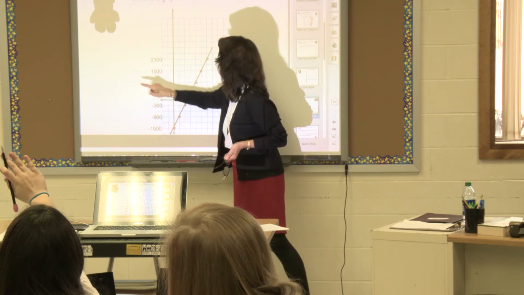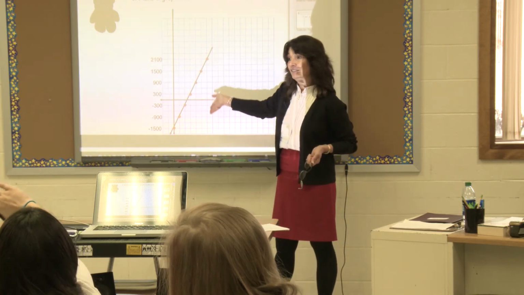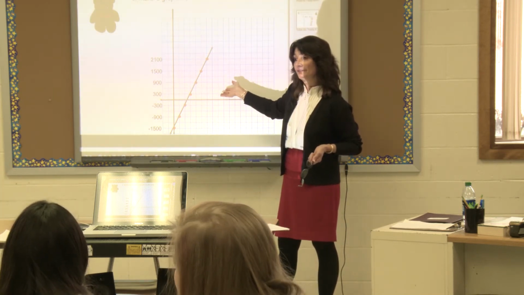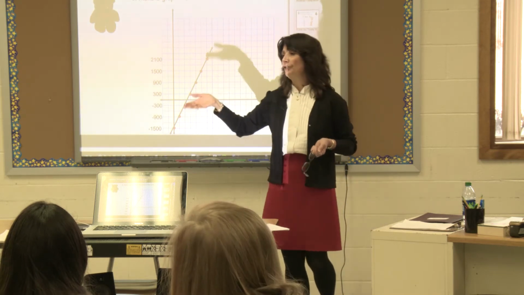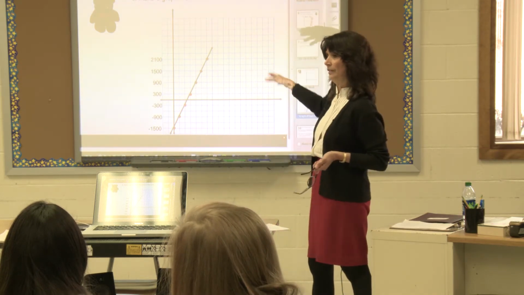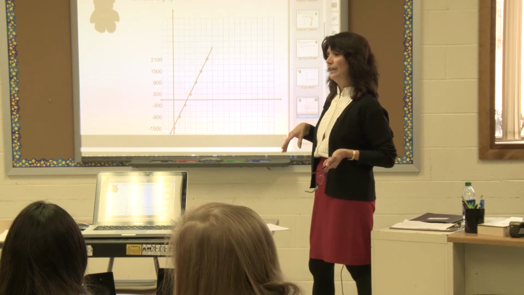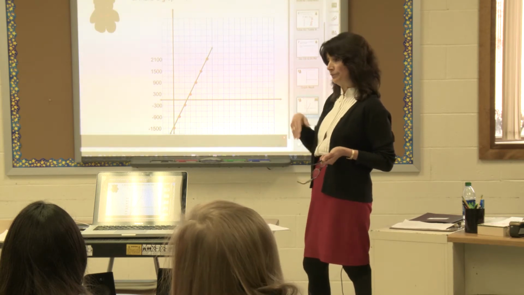But you said it's a line, right? So what kind of a function is this? Linear. And how could you have told from the table? Could you have told that this was linear? Because it evenly goes up by 600. Very good. The intervals went up by 600.